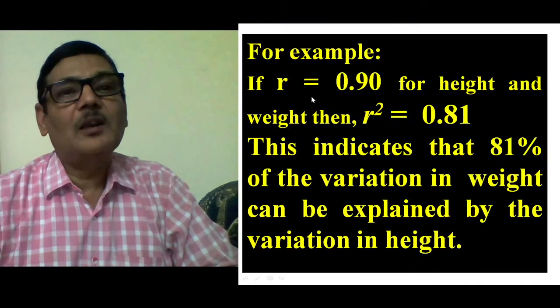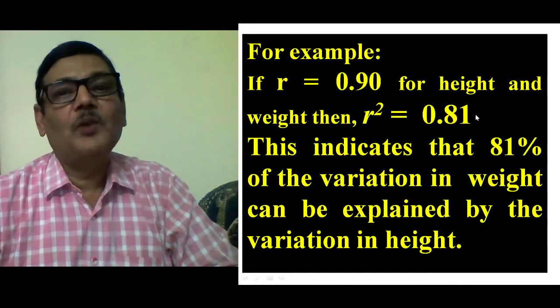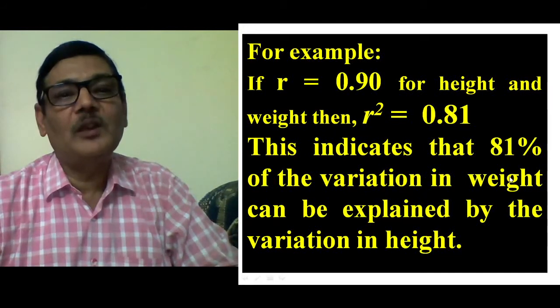So if r is equal to 0.9 for height and weight, then r square will be 0.81. It means 81% of the variation in weight can be explained by the variation in height.